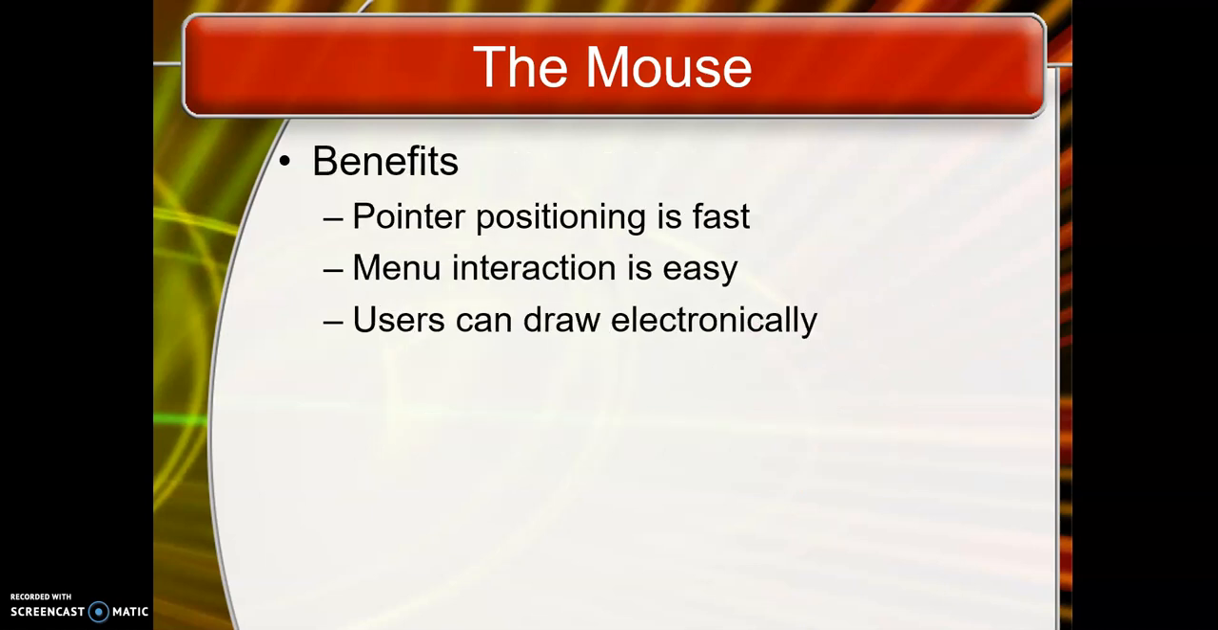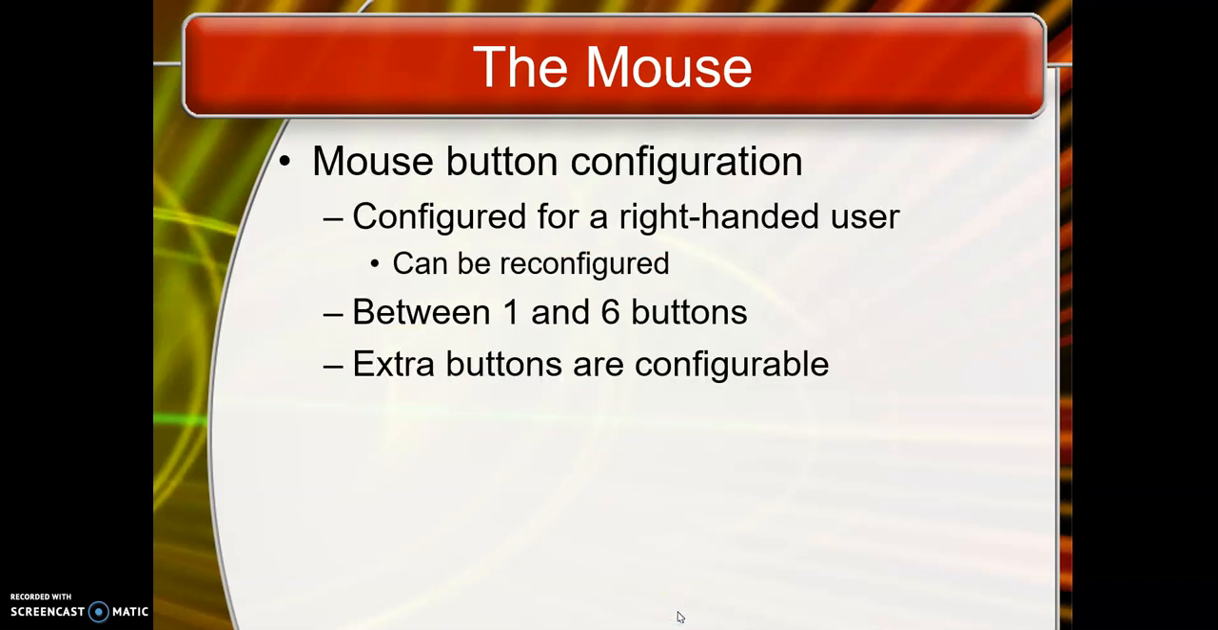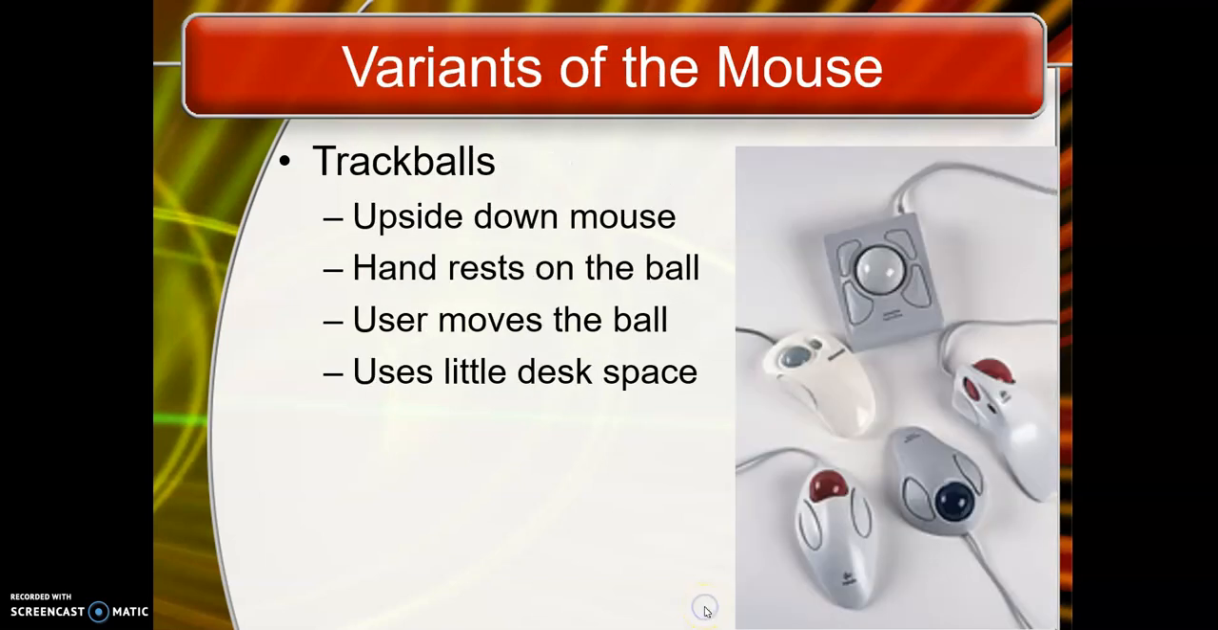Of course, there are benefits of using a mouse when you're working in a graphical user interface. So this is much more interactive than a command line or DOS mode operation. So you can visualize and directly perform your desired operation. Pointer positioning is fast, menu interaction is quite easy, and users can draw electronically. You can also configure your mouse button configuration, whether you are a right-handed user or a left-handed user. There are also extra buttons which you can configure.